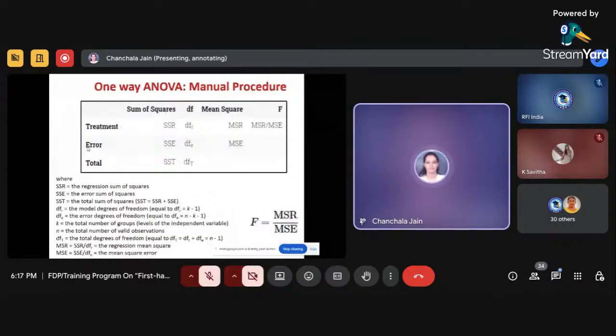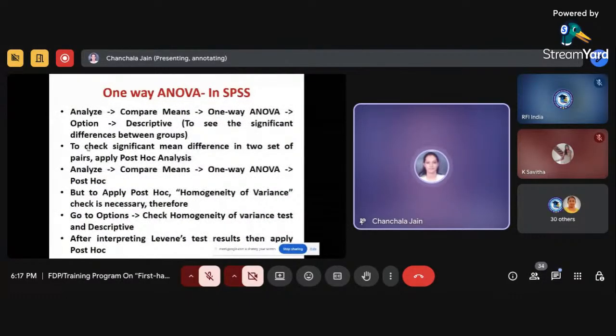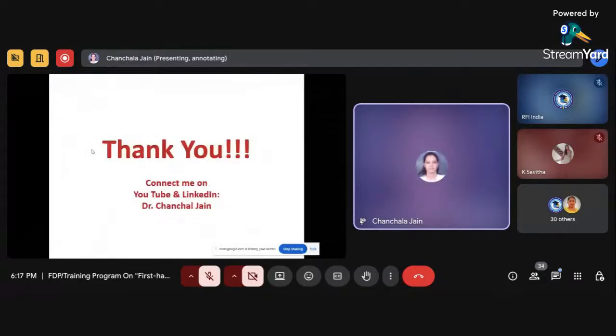Now this is the table which we are making manually also, and usually the output of all the software gives us such a table, right? Where we will have the sum of squares, degrees of freedom, mean sum of squares, and the F value. As we are performing the ANOVA using the software, the software will give you the extra value which is the significance value, right? So this is the conceptual aspect of one-way ANOVA.